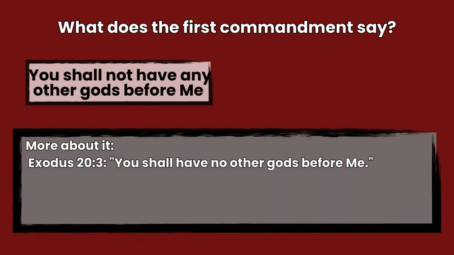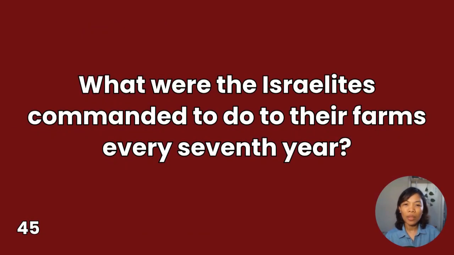The answer is, you shall not have any other gods before me. Exodus 23. 45. What were the Israelites commanded to do to their farms every seventh year? You have 10 seconds to answer.